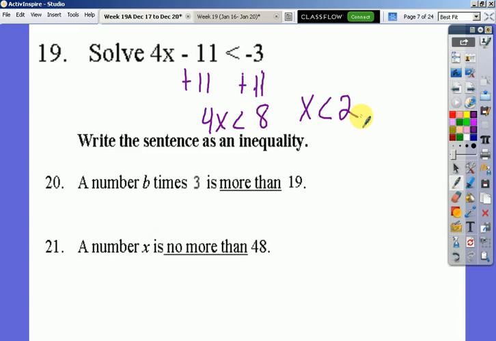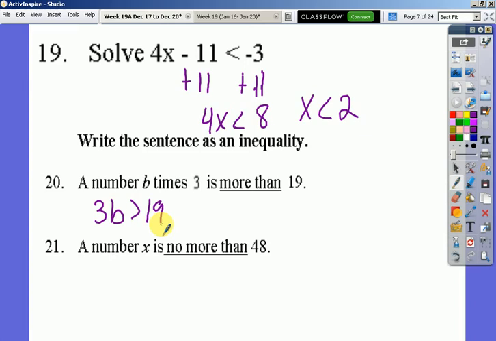Write the sentence as an inequality. Okay, so here you have some key words. Those words being more than and no more than. So it says a number b times 3 is more than 19. So what's a number b times 3? 3b. What is more than 19? Greater than 19.